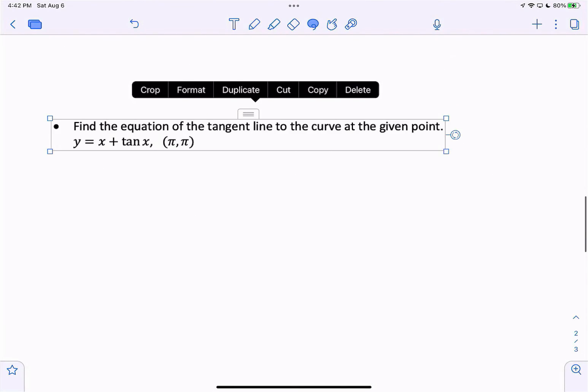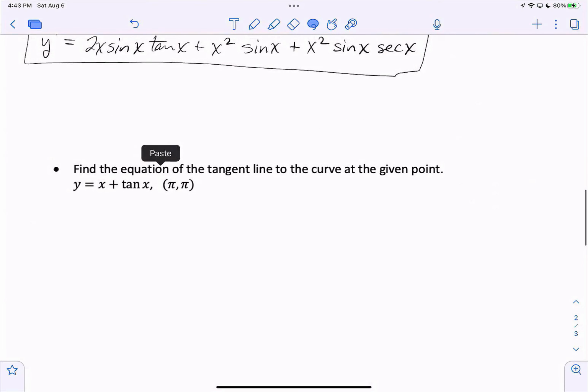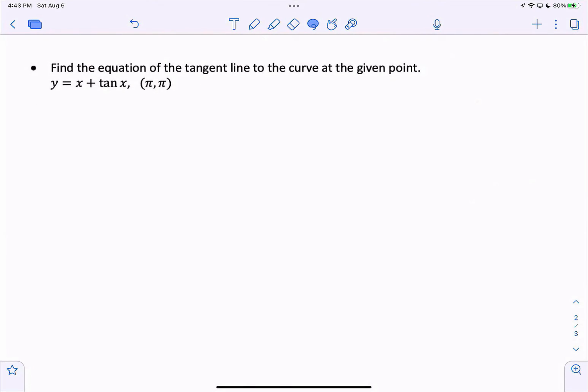Next, we're going to find the equation of the tangent line to the curve y equals x plus the tangent of x at the point (pi, pi). Remember, the equation of a tangent line is going to be in the form y equals mx plus b. And we have that m is going to be y prime evaluated at x equals pi. That's the first pi, by the way, because it's the derivative evaluated at the x value of the point under consideration. All right, we need a derivative.